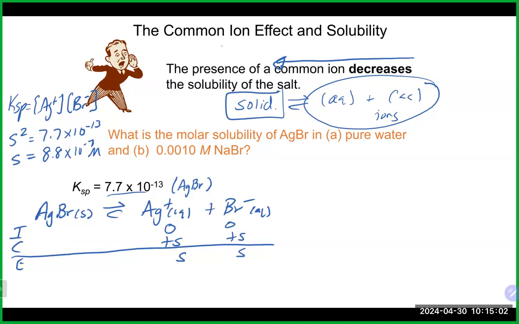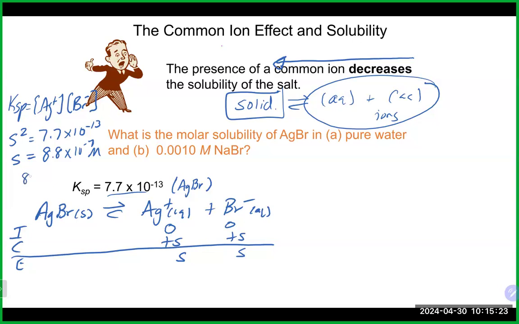And if we wanted our solubility in grams per liter, we could get the molar mass here, which would be 107.9 plus 79.90. It's about 187.8.